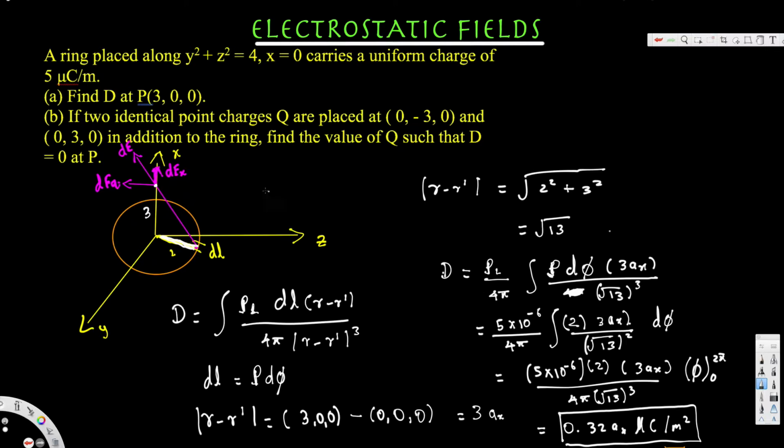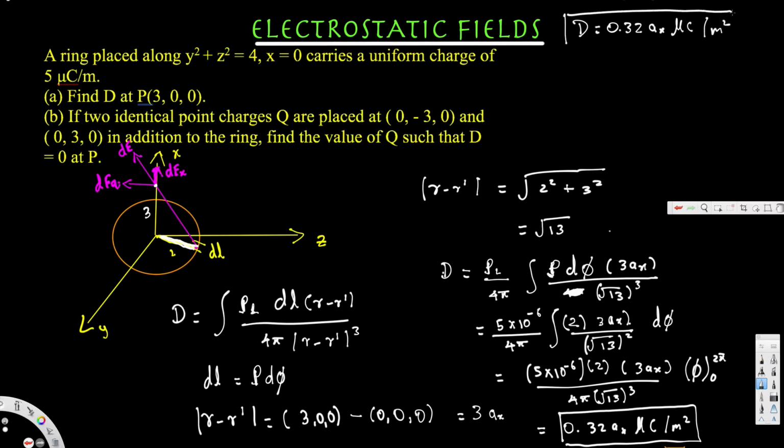Now let's look at the second part. Let's note this first part answer somewhere because we are going to use it later in the second one. D is equal to 0.32 ax microcoulomb per meter square. This is what we derived from the first one. Okay, now let's look at the second one.